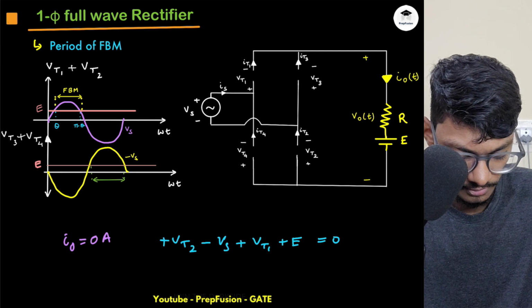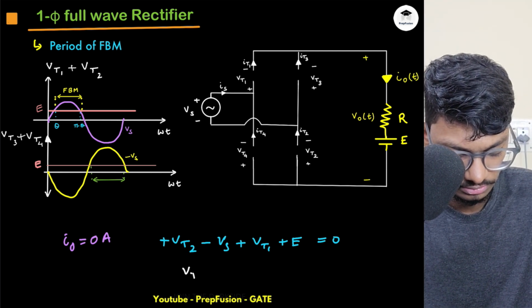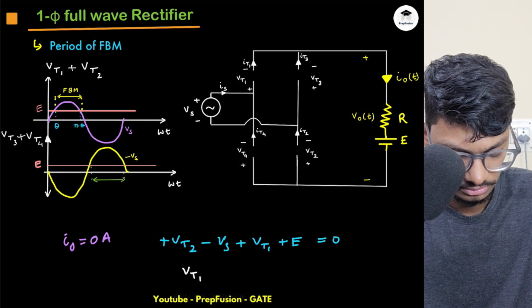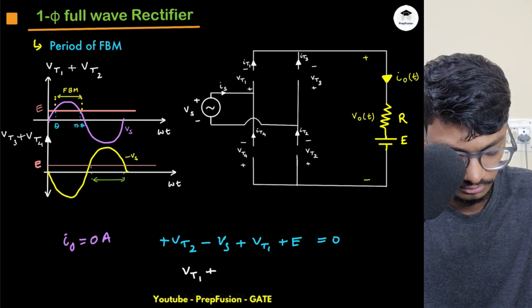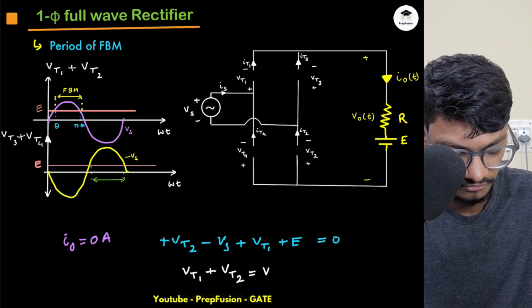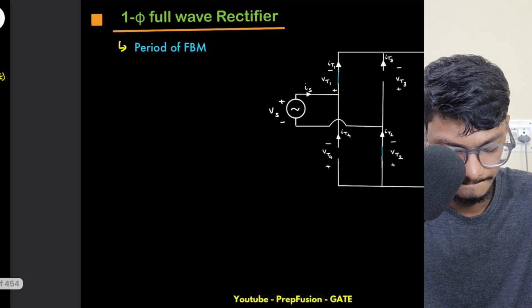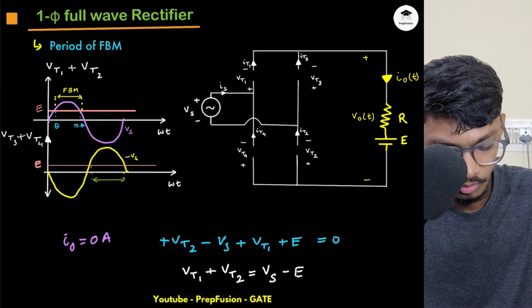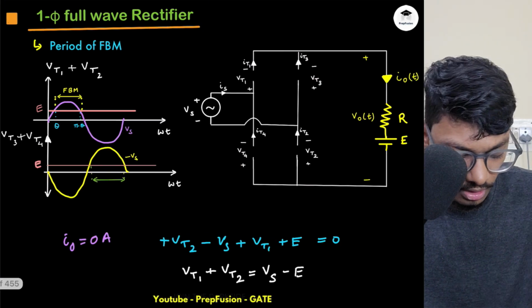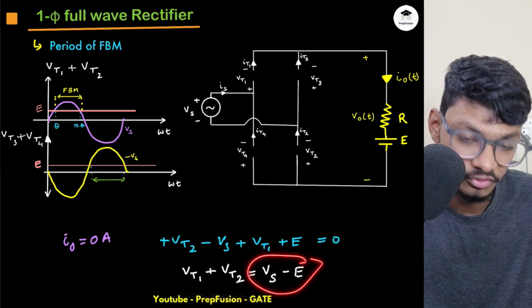So I can say that VT1 plus VT2 equals Vs minus E. Okay, VT1 plus VT2 equals Vs minus E. This is the case when all the diodes are off. Now, when will this voltage be negative? When Vs is less than E. And when will this voltage be positive? When Vs is greater than E.